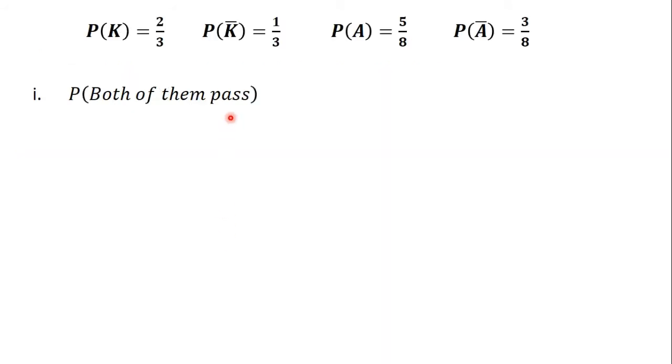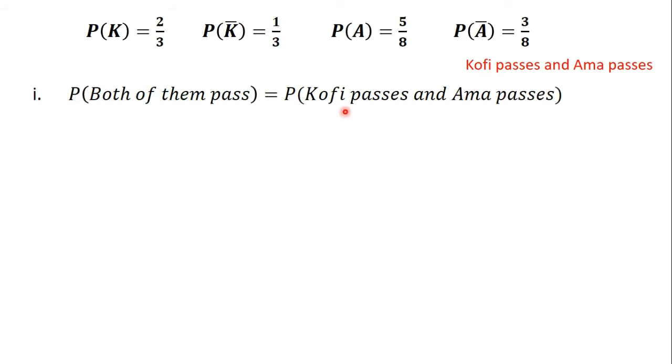Now, let's tackle the first part of the question. We are looking for the probability that both of them pass the examination. If Kofi and Amma are going to write the examination and both of them will pass, what it means is that Kofi will pass the examination and Amma will also pass the examination. So the probability that both of them pass the examination is equal to the probability that Kofi passes the examination and Amma also passes the examination. From the videos on addition and multiplication law of probability, we learned that where we see "and", we are going to replace it with multiplication.